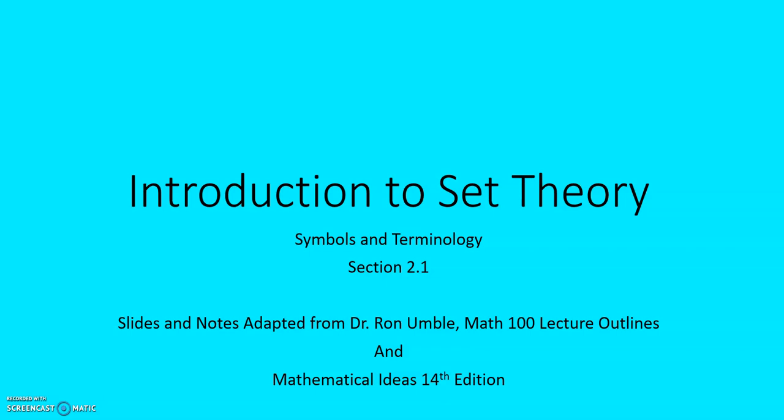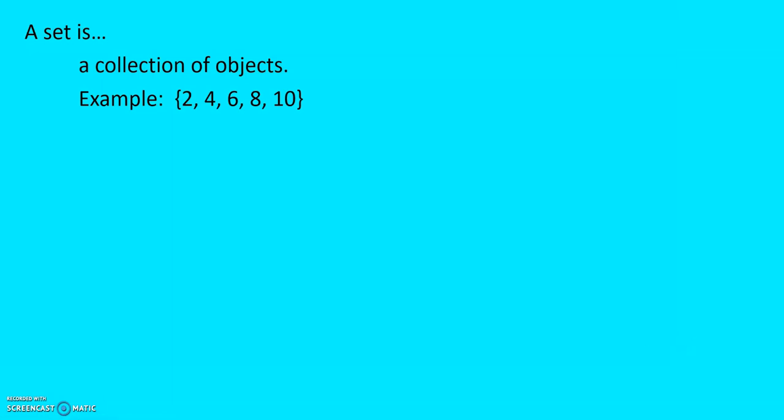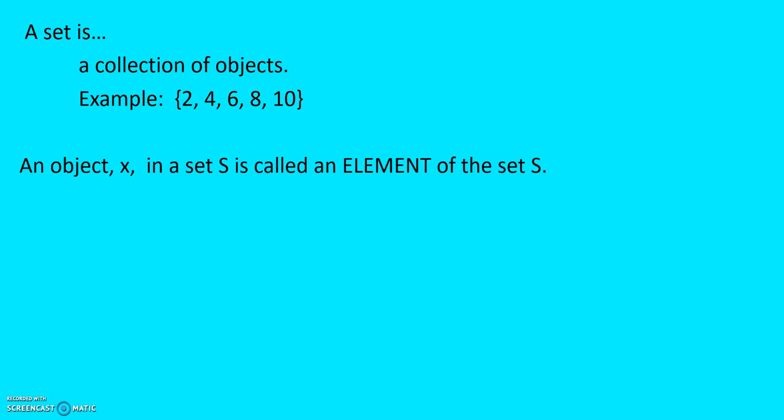Section 2.1, Symbols and Terminologies. Introduction to Set Theory. A set is a collection of objects. An example of a set is written {2, 4, 6, 8, 10}. You can see that the set is written in curly braces.